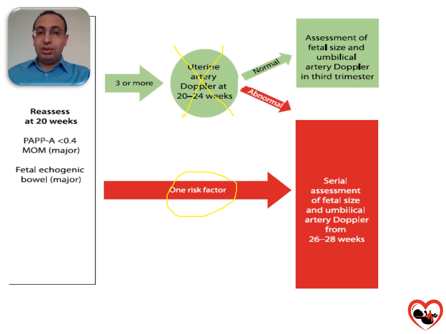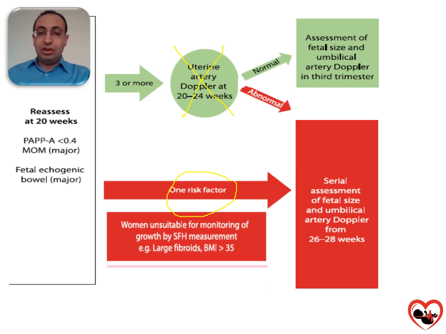Also, if at 20 weeks you're starting the clinical examination and you cannot properly assess the fundal level or cannot estimate the symphyseal fundal height, then this is also considered a risk factor, and you should start serial assessment of fetal size and umbilical artery Doppler from 26 to 28 weeks.